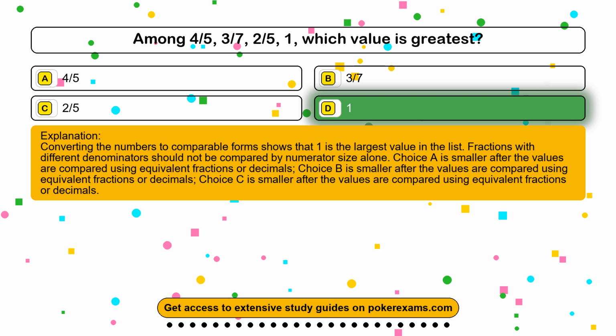Fractions with different denominators should not be compared by numerator size alone. Choices A, B, and C are each smaller after the values are compared using equivalent fractions or decimals.